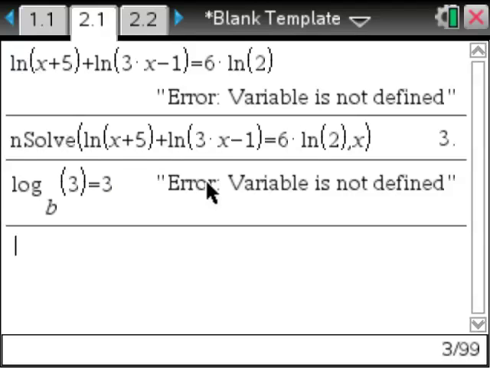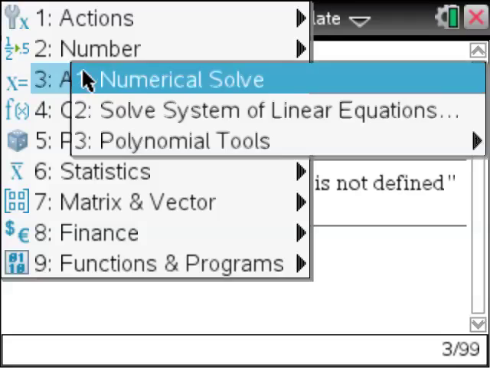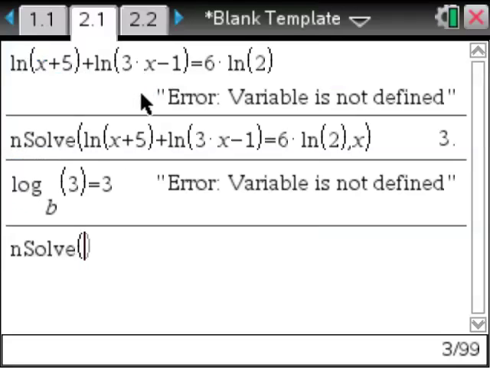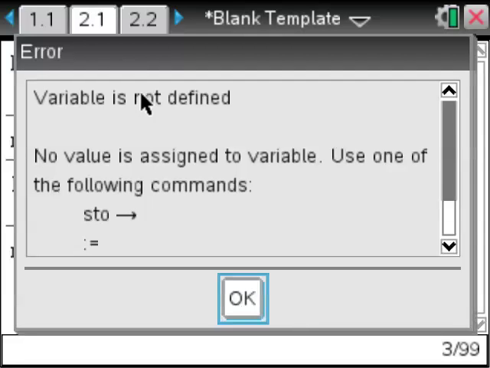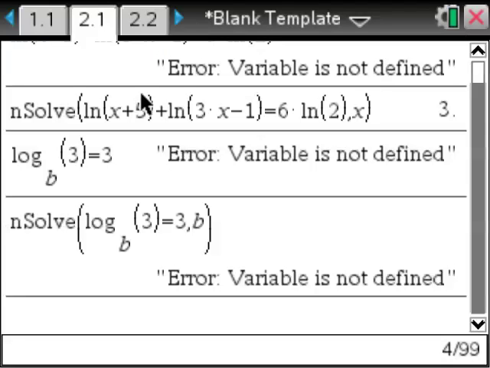Now if we try and use the nsolve command on this, it is unsuccessful. Let's just show that to you. If I do a numerical solve of this equation, comma b, it doesn't like it. There's something about trying to do logs where the variable's in the base that the nSpire system can't cope with.